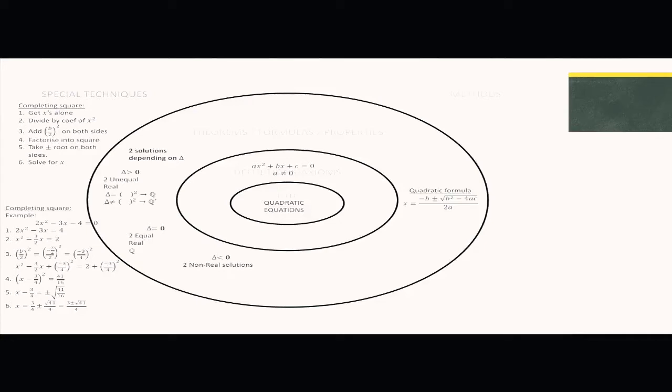Methods. How do I solve a quadratic equation? Well, number one, I get rid of fractions. Number two, I get rid of brackets. Number three, I make equal to naught. Then I factorize or use the formula, zero product rule, and then I solve for x.